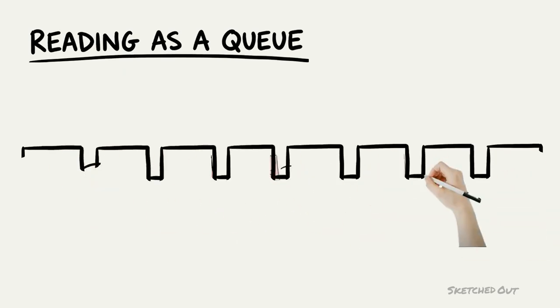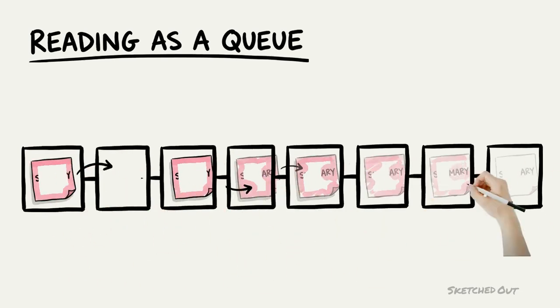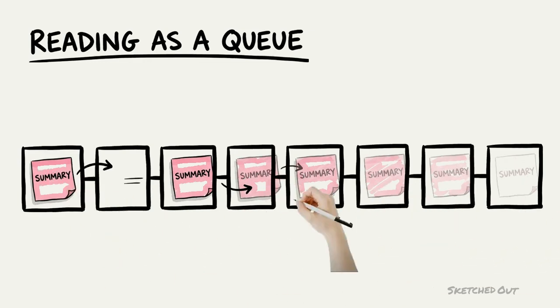A chain of boxes labeled Word 1 through Word 9, passing one tiny sticky note labeled Summary left to right. The earliest words drawn faded and almost erased.